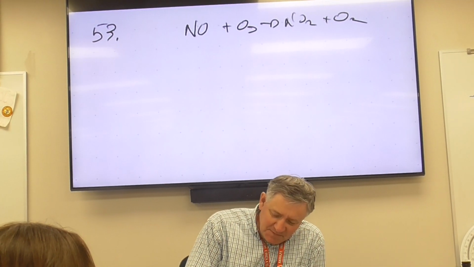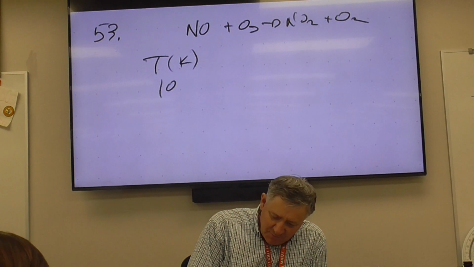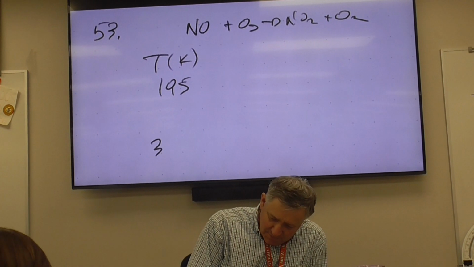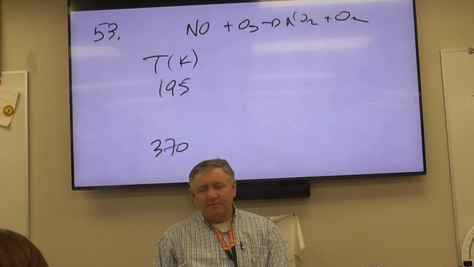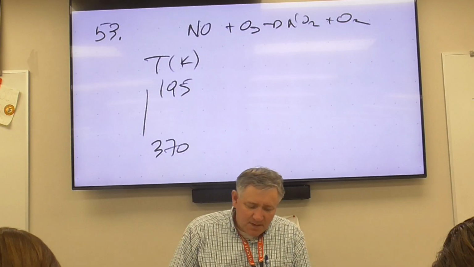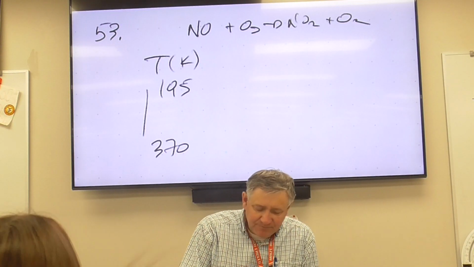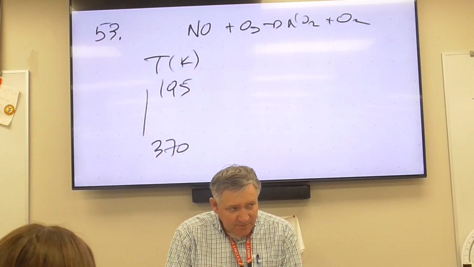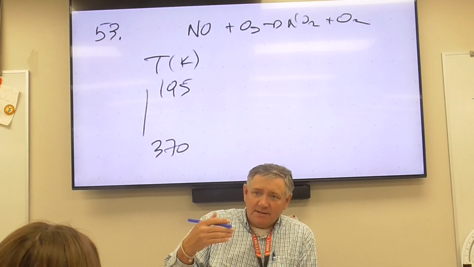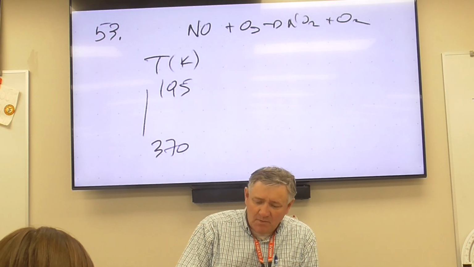If you look at the trend in the temperature in Kelvin, you're going from 195 to 370, okay? So the temperature is going higher and higher and higher. Now, what you'll notice is that the value of k is also getting bigger, okay? Now, here's the reason why.